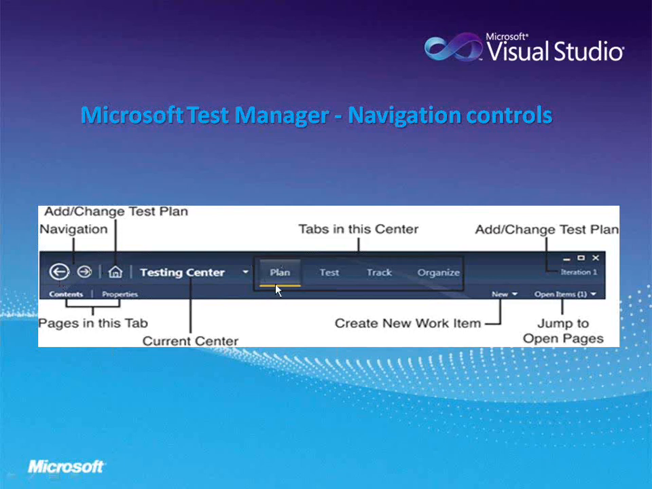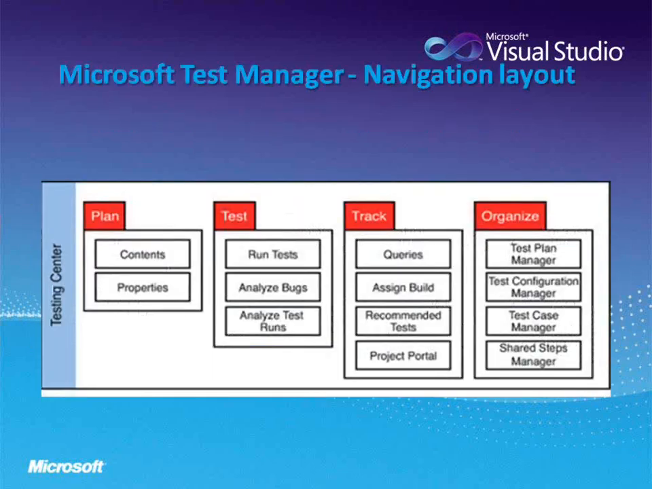So in plan, I have selected a test plan. Plan contains two tabs, contents and the properties tabs. If I want to create new work items, like new test cases or a new bug, then I have to click on this new button. If you see here, the create a new work item option is available. So you have to select that. Then the Microsoft Test Manager navigation layout, the whole thing.